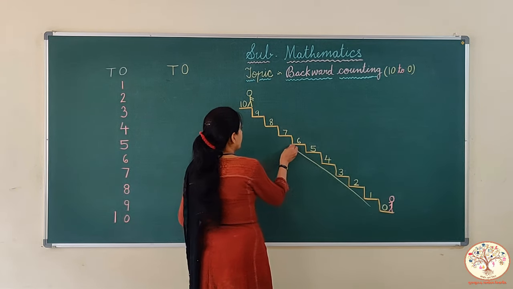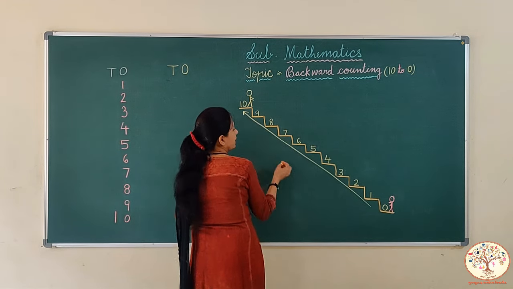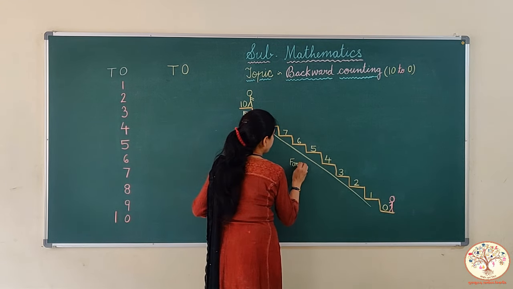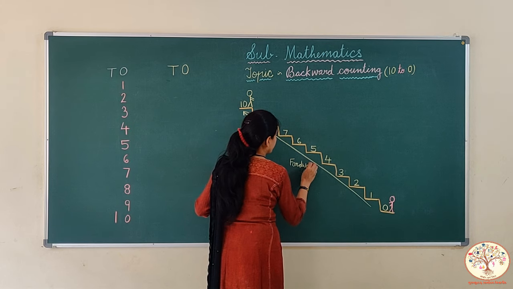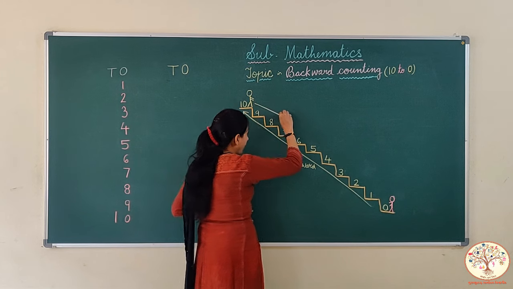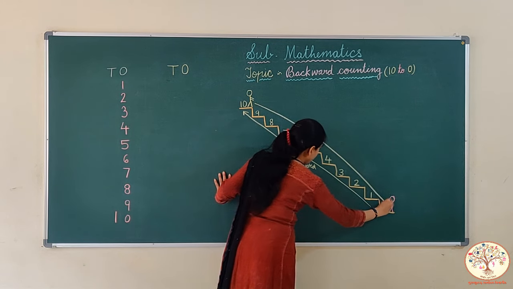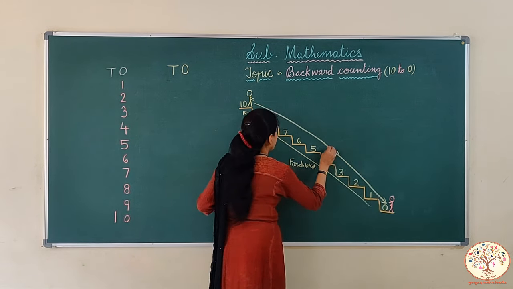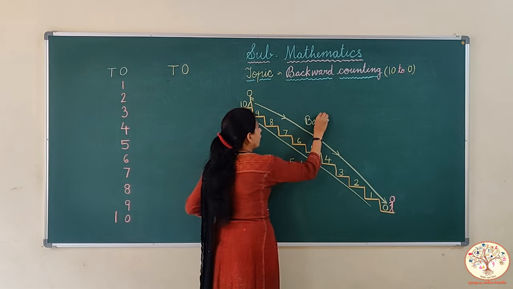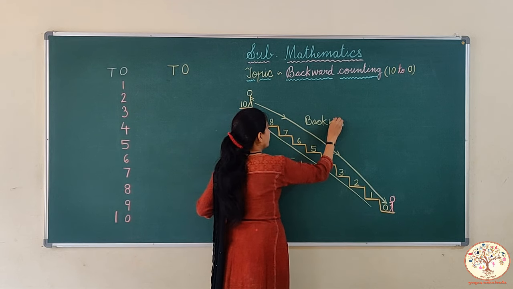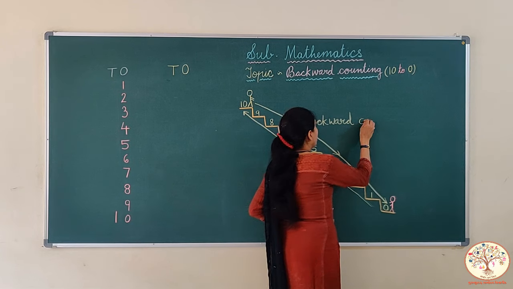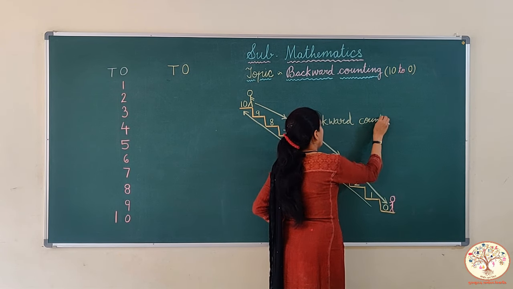1, 2, 3, 4, 5, 6, 7, 8, 9, 10. This is forward counting. Okay? And when I come back from 10 to 0, this is backward counting. Okay? This is backward counting.